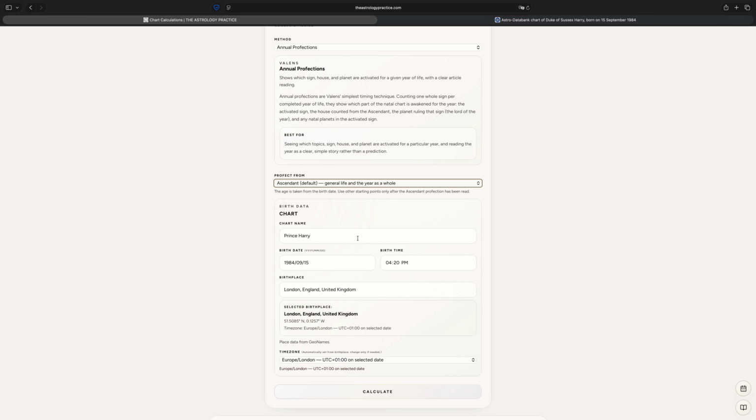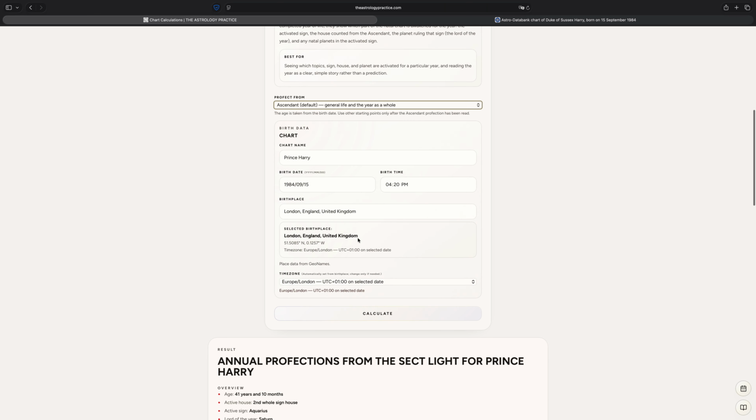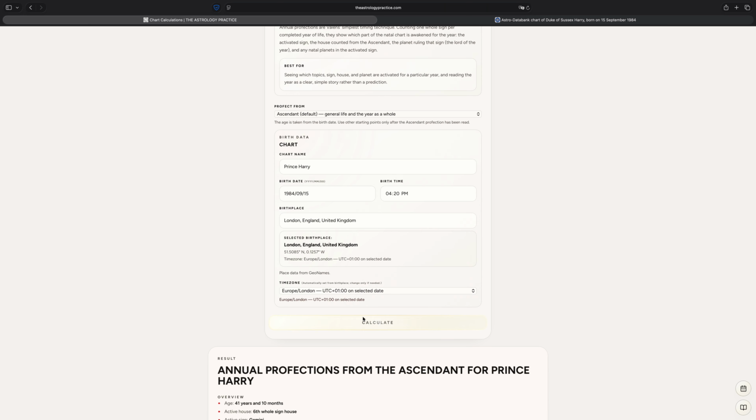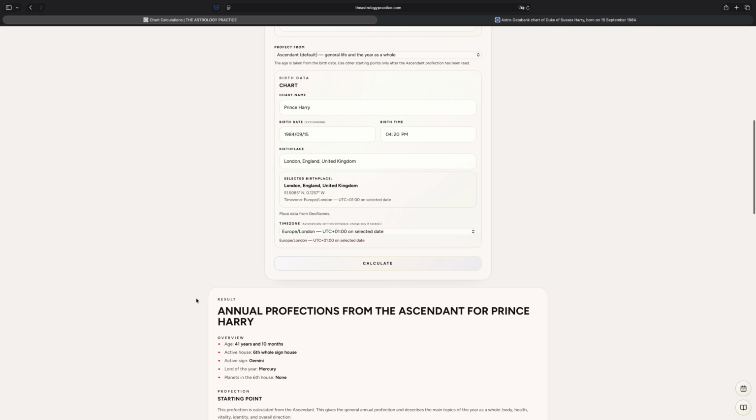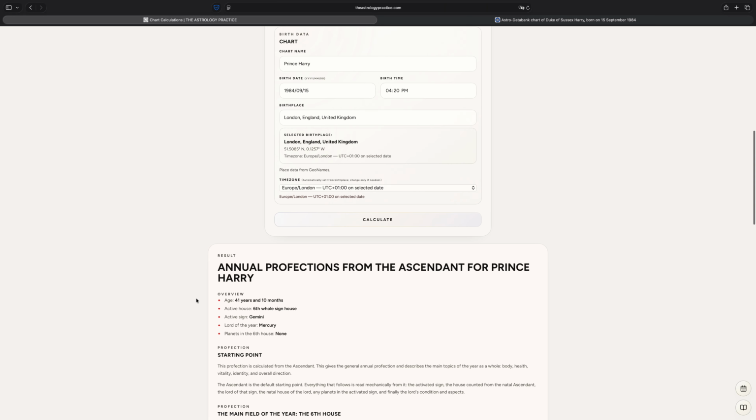I put the birth data for Prince Harry here, who's born in 1984, September the 15th at 4:20 p.m. For royal birth times, we know that usually they're pretty accurate because they keep good records of when these people are born. And if we calculate this, we look at annual profections from the ascendant. He's 41 now, and 41 in 10 months. So he's almost finished his year.